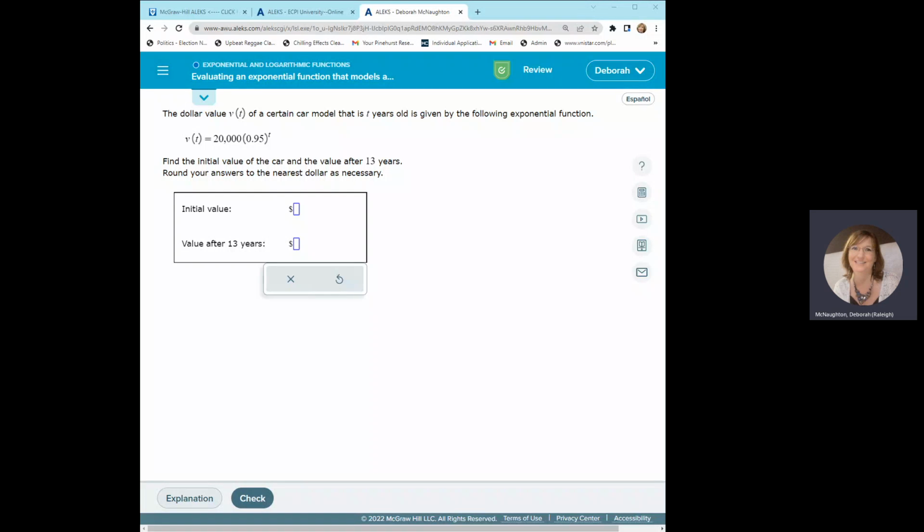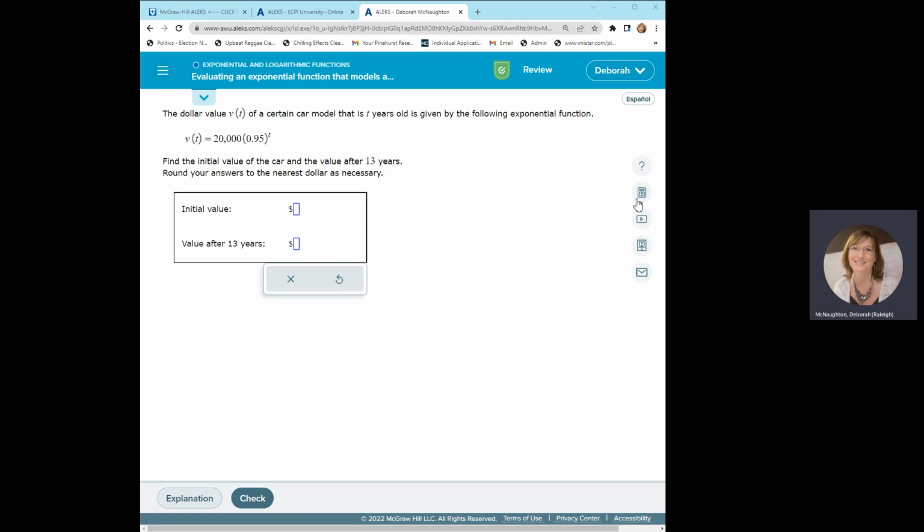This video is about how to evaluate an exponential function that models a real world situation. The model is a dollar value, which is using the function V of t of a certain car model that is t years old, is given by the following exponential function. V of t, which is just saying that the value is a function of t, is 20,000 times 0.95 raised to the t. And then it asks us for the initial value and the value after 13 years.